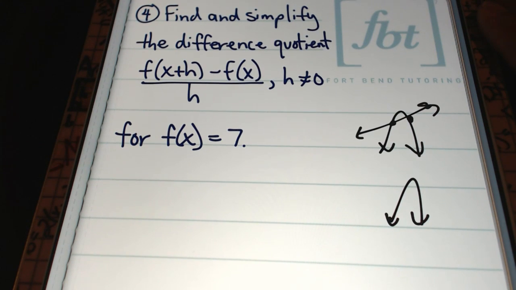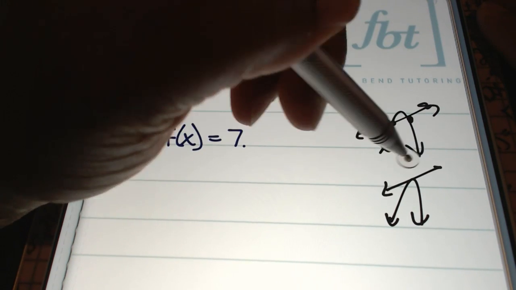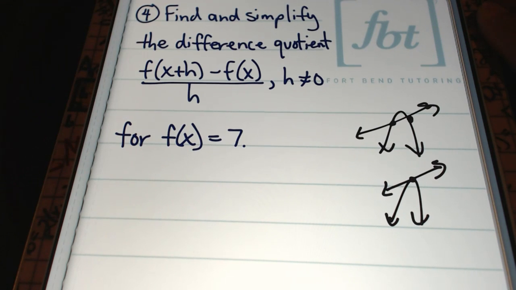Whereas, eventually, if you apply the limit as h approaches 0 to this difference quotient, it'll give you the slope of the tangent line. And the slope of the tangent line would look like this, because the tangent line only hits the function in one place. So that is the difference between the two forms of the difference quotients that you'll see utilized in pre-calculus as well as in calculus courses.